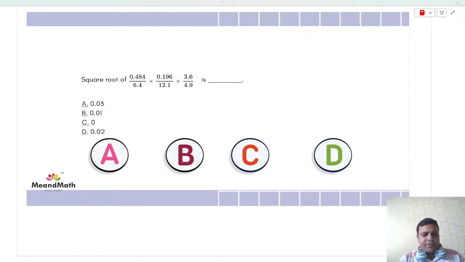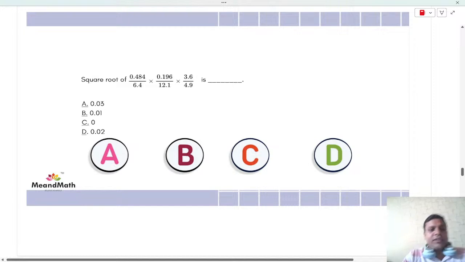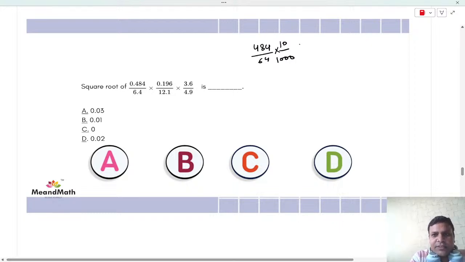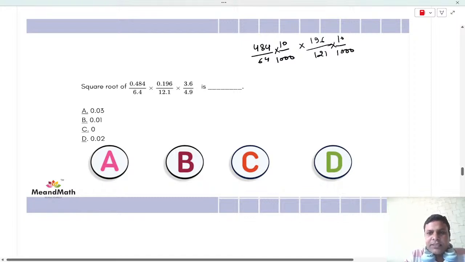Okay, so let's move to the solution. Dhanusika, look at the solution here. First, I'm removing the decimals. So 484 upon 64 into 10 upon 1000. Now the second fraction is 196 upon 121 into 10 upon 1000. And the last one is 36 upon 49 into 10 upon 10.